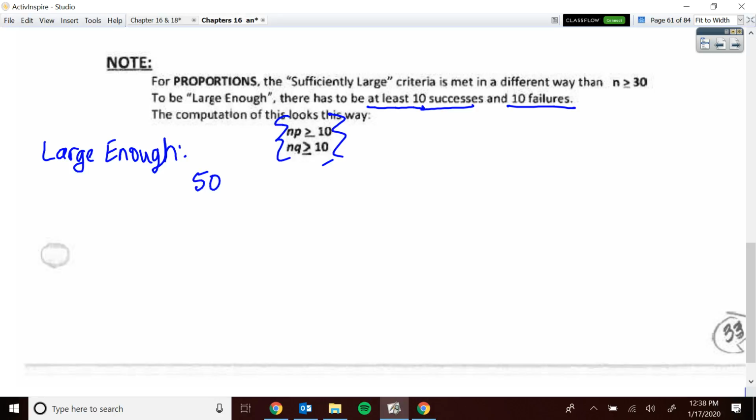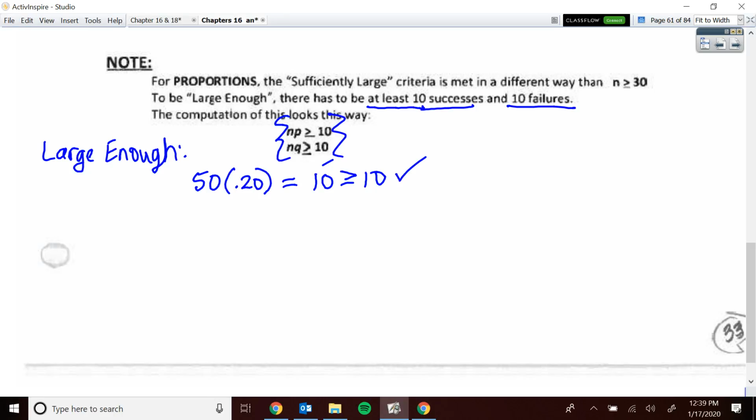What was the P, the population proportion of blue? What was our population proportion of blue out of the factory? 20%. So I go N times P. And how much is 50 times 0.20? 10. Is that greater than or equal to at least 10 successes? Yes, it is. That is the reason your sample size was 50, because Miss McClellan, in her infinite wisdom, knew that we needed to have that 50 to meet this criteria.